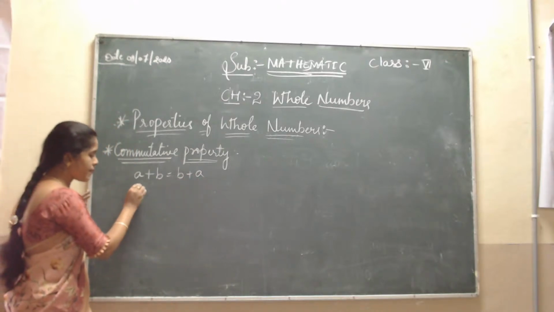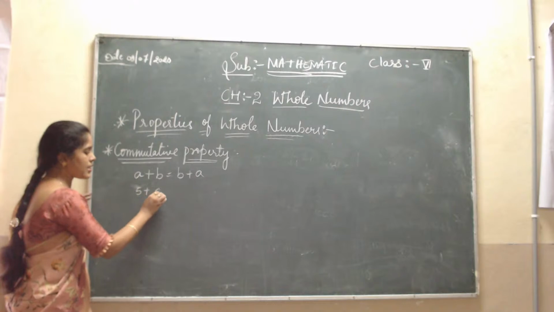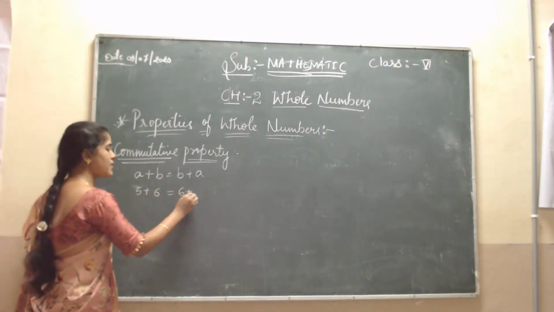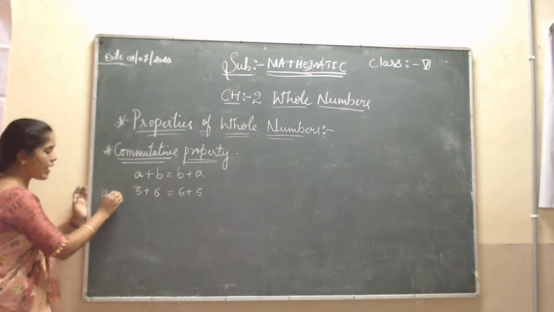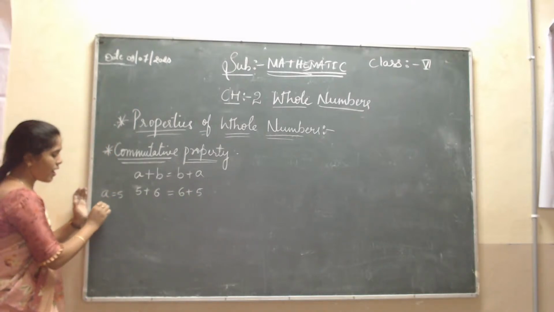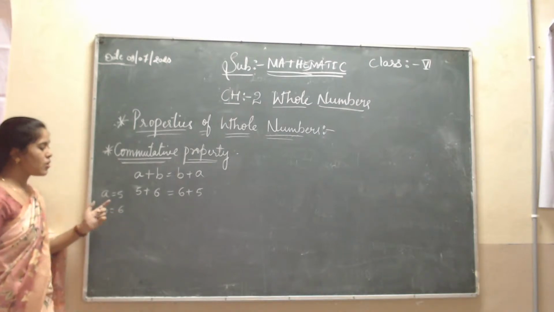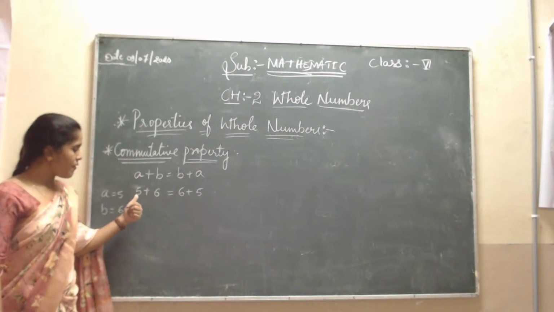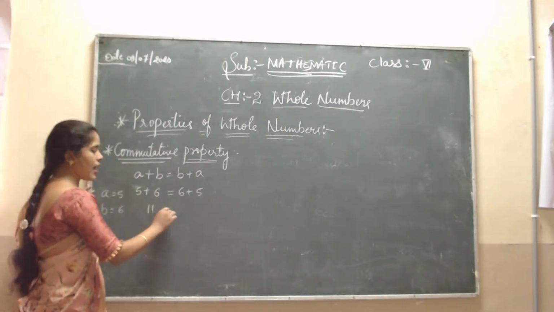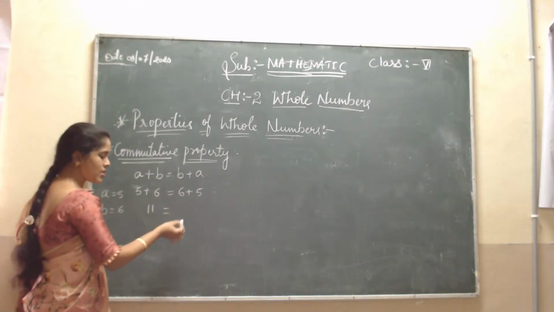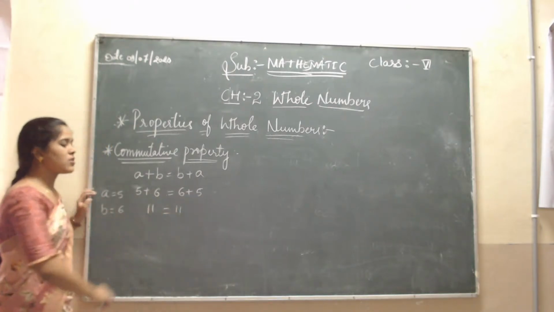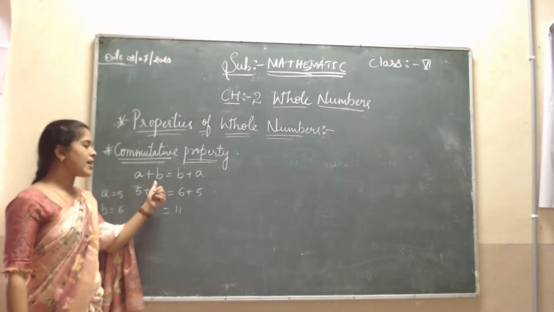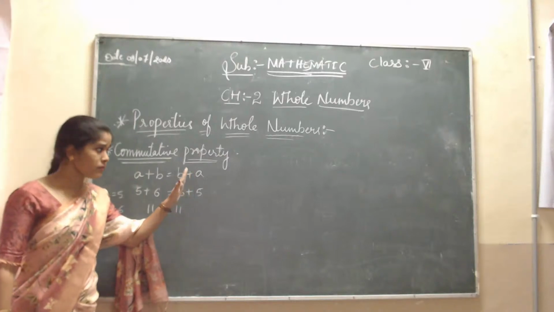Take an example, 5 plus 6. 5 plus 6 equals 6 plus 5. Here a is 5 and b is 6. 5 plus 6 is 11 and 6 plus 5, which is b plus a, is also 11. So here they are equal. So a plus b is equal to b plus a.